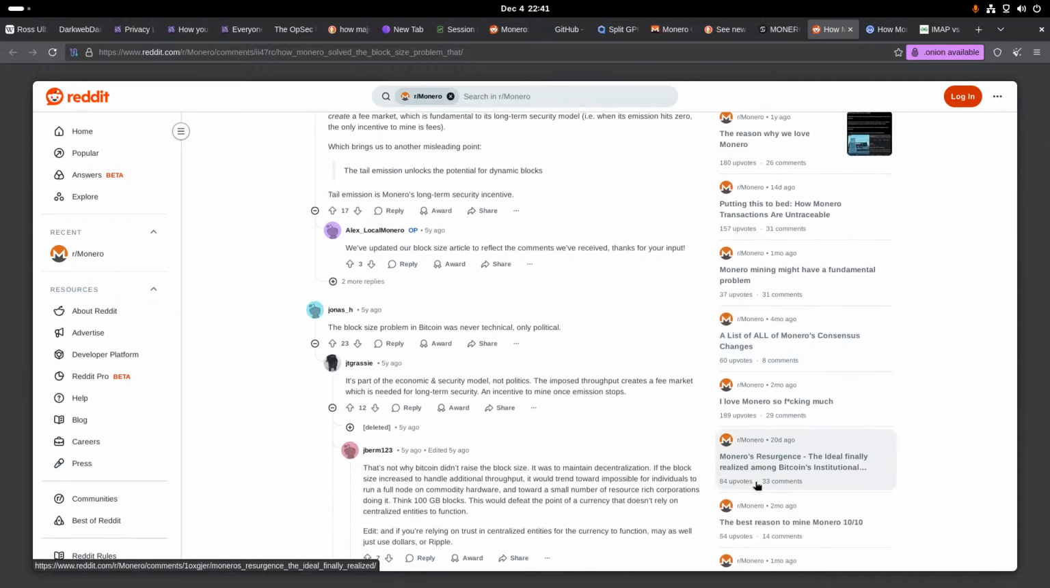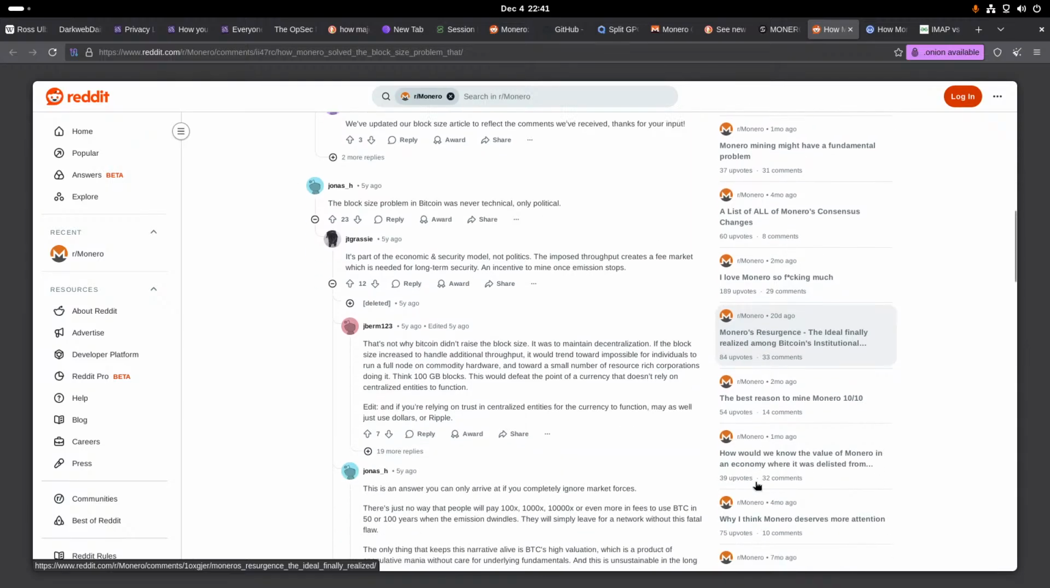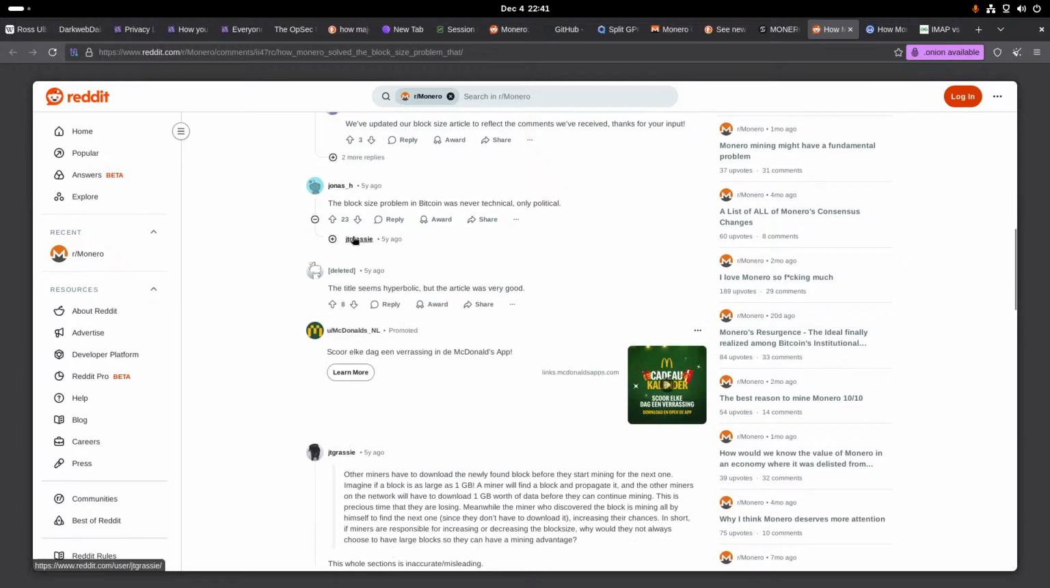The block size problem in Bitcoin was never technical, only political. It's a part of the economic security model, not politics. This imposes throughput, create fees. It's cool reading this stuff from 5 years ago, because sometimes people maybe do not see the future.